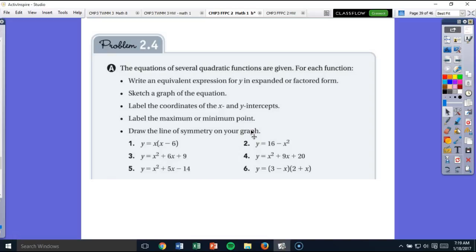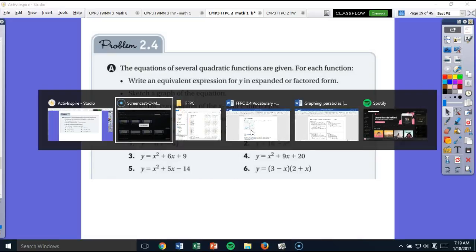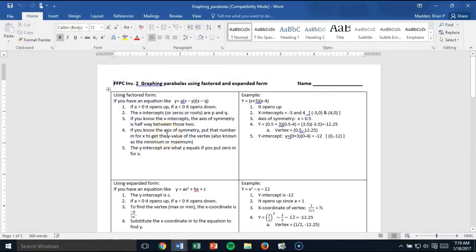Now you might be saying, wow, this is a little difficult to identify all those things, and I could sure use some tips on it. Well, we've been given some tips. And we'll be going over those in class. It's on the blue sheet of paper that each of your team members have in your binder that says Graphing Parabolas Using Factored and Expanded Form. And there are some definitions here, some hints to help you along using factored form.